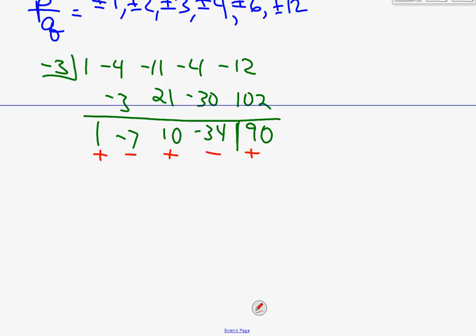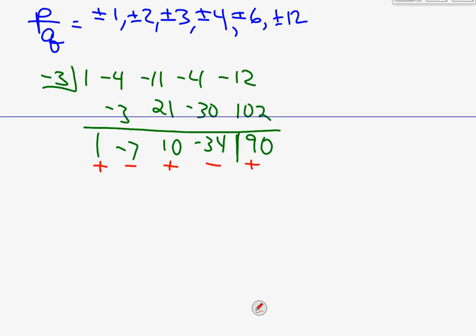My next number is -2. I could try that to see if that is also a lower bound. But at least now, I have eliminated, I don't have to try -4, -6, or -12. I know that they are not going to work. And so that's the power of that boundary. I now know I don't have to try, so I can omit from my P over Q -4, -6, and -12. None of those are going to work.